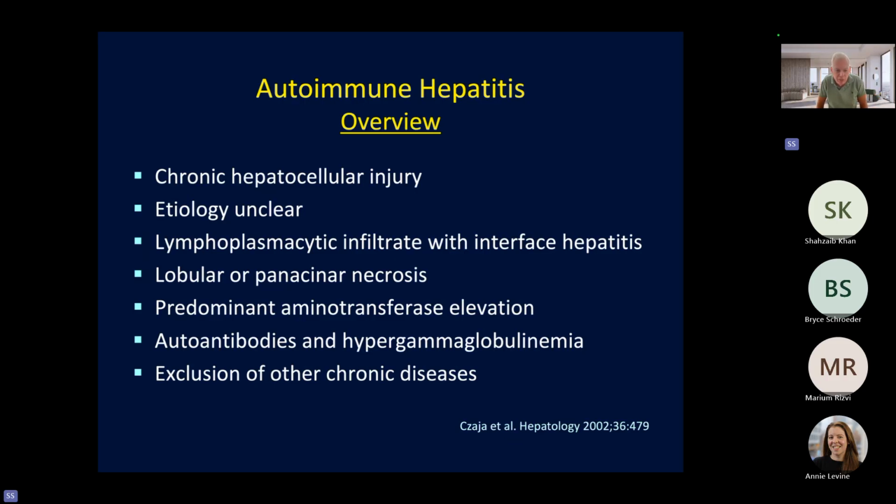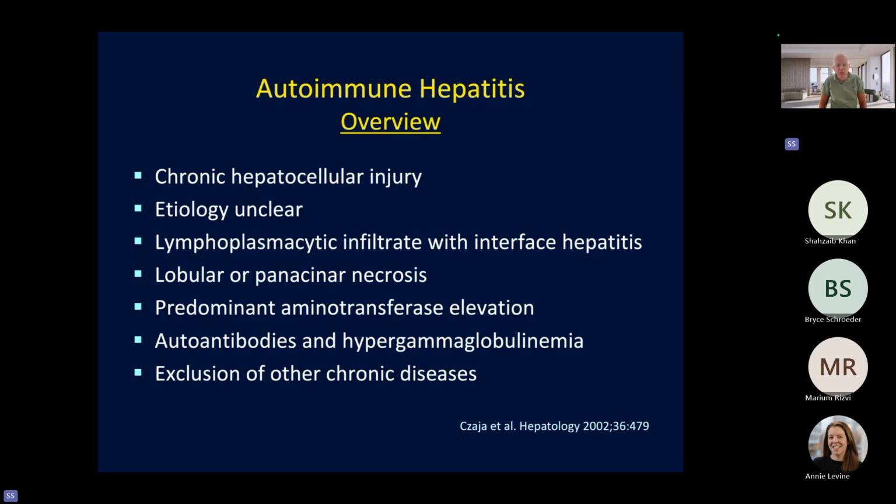So autoimmune hepatitis is a chronic hepatocellular injury with an unclear etiology, as most autoimmune syndromes are. It's characterized by a lymphoplasmacytic infiltrate, and we'll show that as well, with interface hepatitis. You'll see the terms interface hepatitis and piecemeal necrosis used interchangeably. They're the same thing. It can lead to lobular or panacinar necrosis, or it can just be associated with portal inflammation with minimal necrosis.